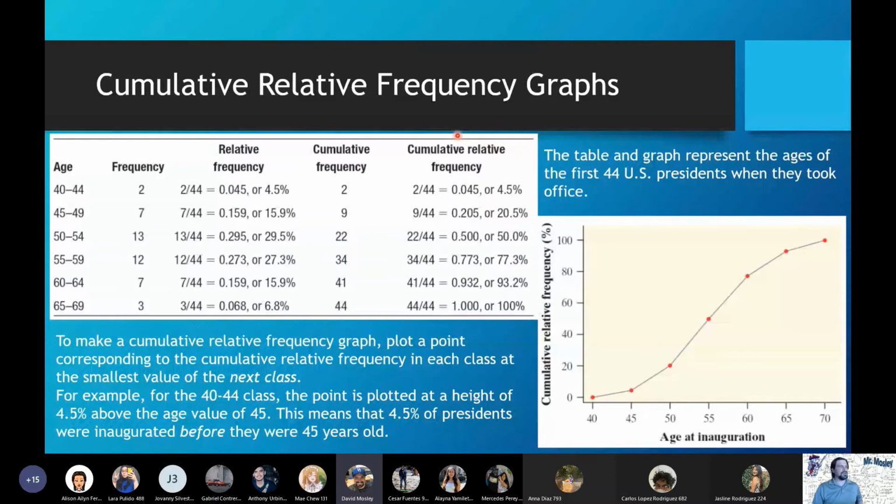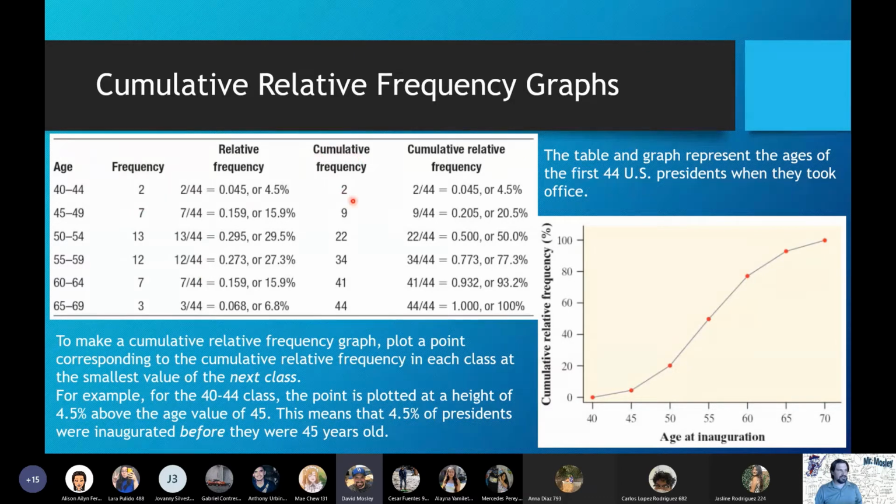We start just with our frequency. This is the easiest one to have, right? It's just based on counting our data. So we have 2 for the age between 40 and 44, 45 to 49 is 7, 50 to 54, 13, 12, 7, and 3. Relative frequency we're familiar with. We've calculated this. We understand that we just take the frequency and divide it by the total number.